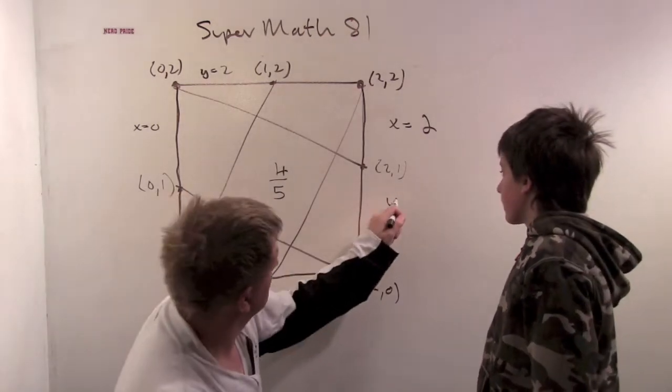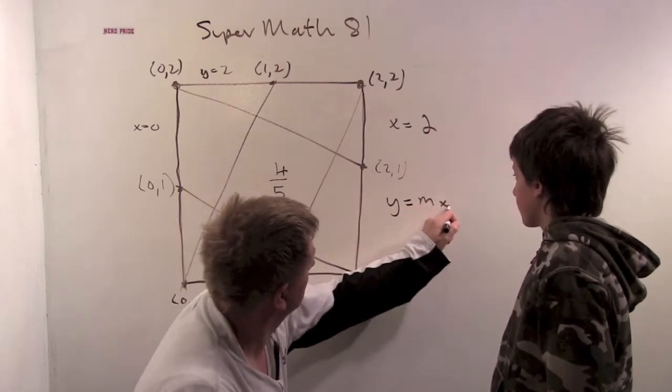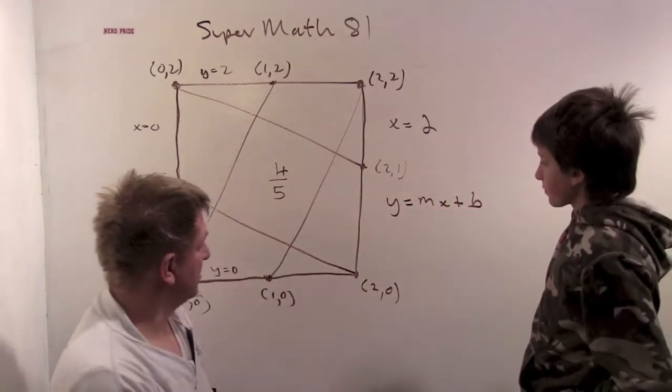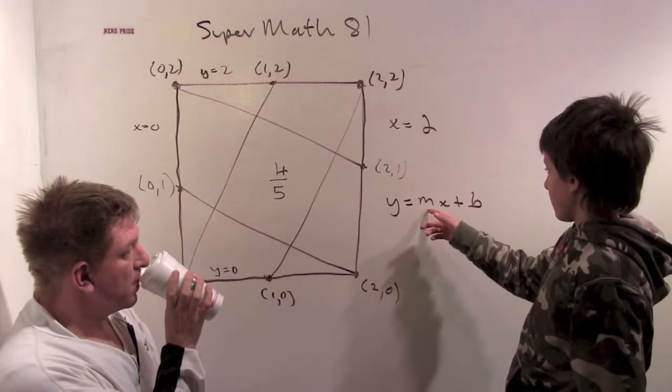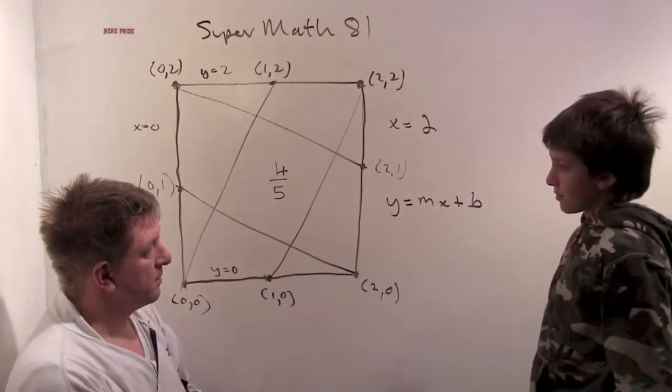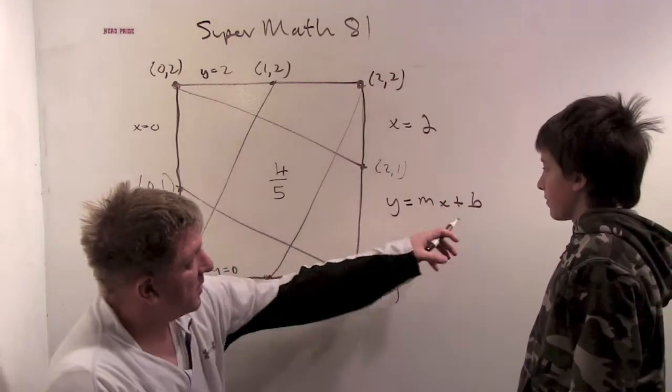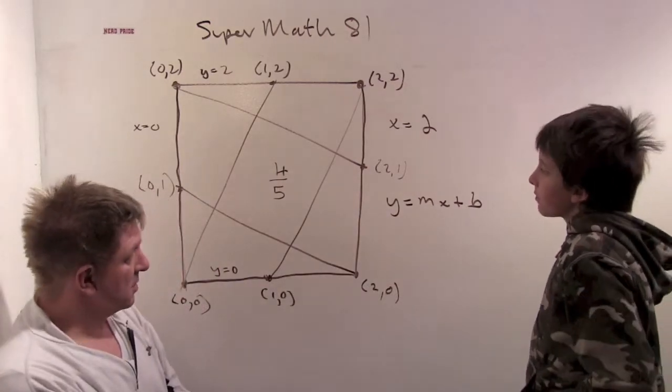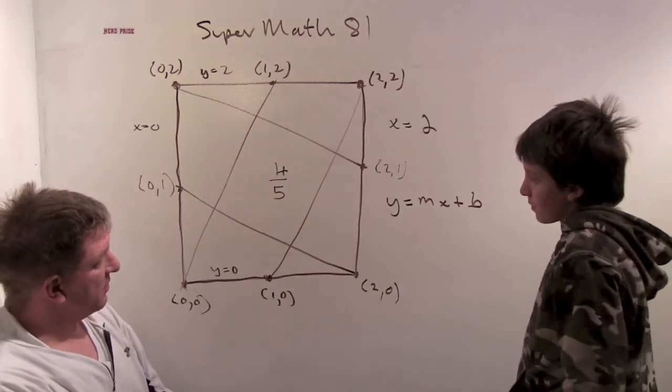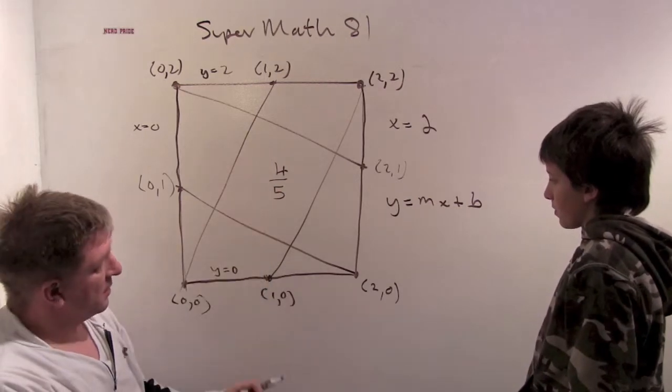Y equals mx plus b is an equation of a line in general. I think m is the slope and b is the y-intercept. So the m and the b have some geometric interpretation. How is that going to help you find the equation of this line?